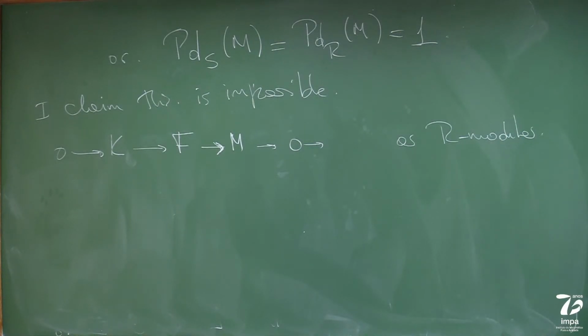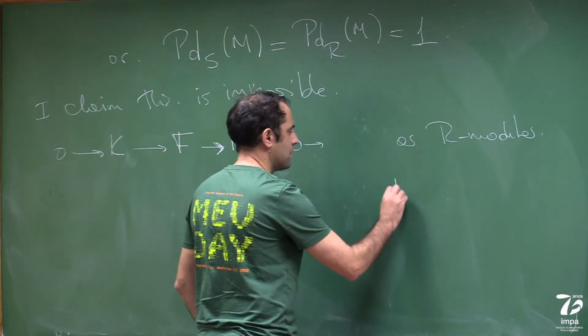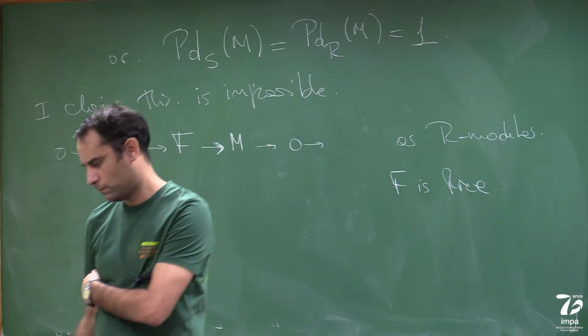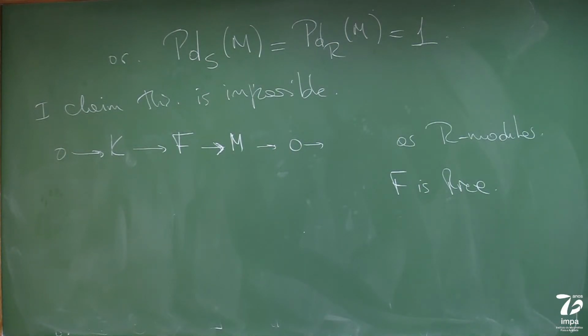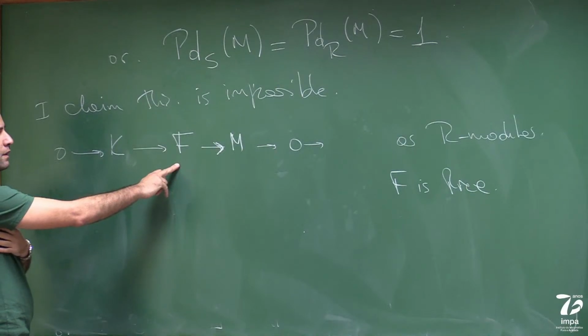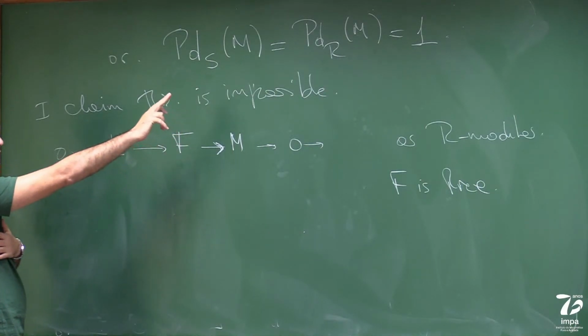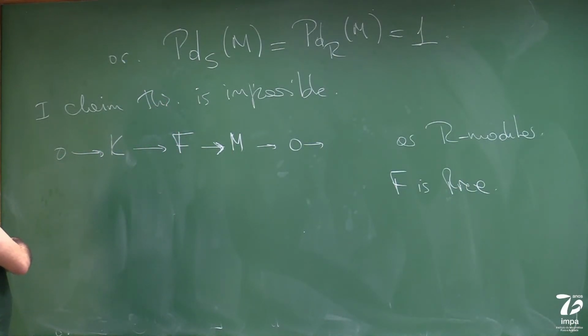Okay, I claim that F is free. So I claim that K cannot be projective. Because if K was projective, then M would be projective, because K would be a direct summand. And the projective dimension of M as an R module is 1.